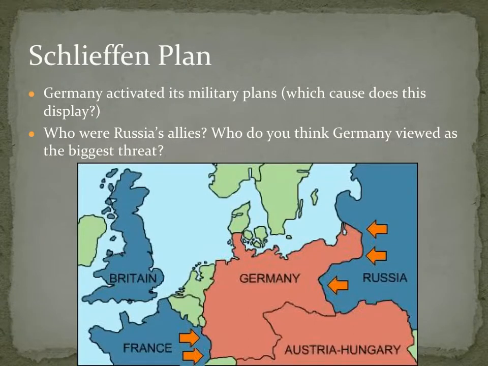So this brings into play militarism. So Germany, once it declared war on Russia, it activated its military plans. And remember that I said they had a plan for every possible situation, and this was based on the alliances that were already developed. So this plan that Germany initiated was called the Schlieffen Plan. Now, to understand the Schlieffen Plan, we need to talk about who were Russia's allies. So go ahead and pause the video and discuss those two questions.